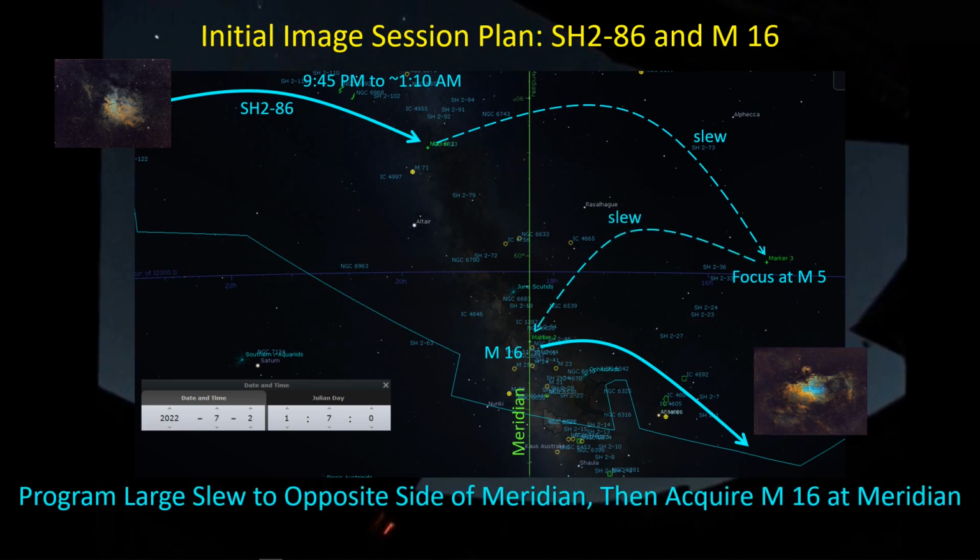And from there, I slewed over to M16, and now I'm on the same side of the meridian and can safely follow M16 down to the horizon without any issues. So that was the idea. That's what I did the first 2 imaging nights, and everything worked out fine.